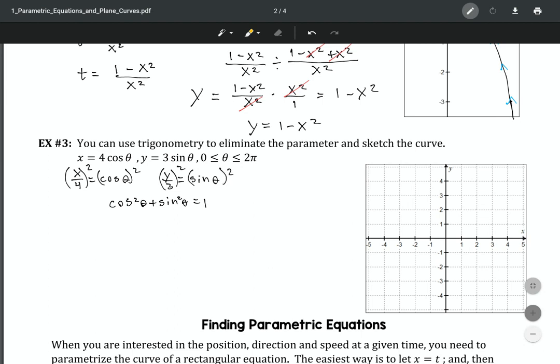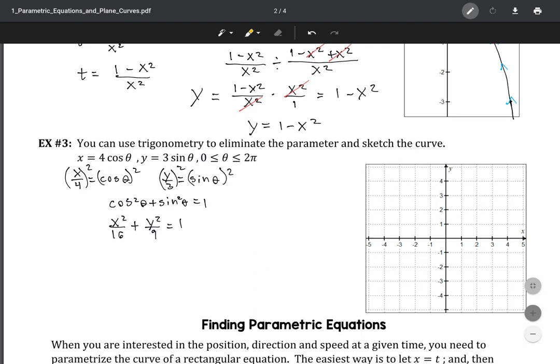And if I replace the cosine square with x squared over 16, and the sine square with y squared over 9, this should still be equal to 1. So you may not recognize this, but this is actually the equation of an ellipse.